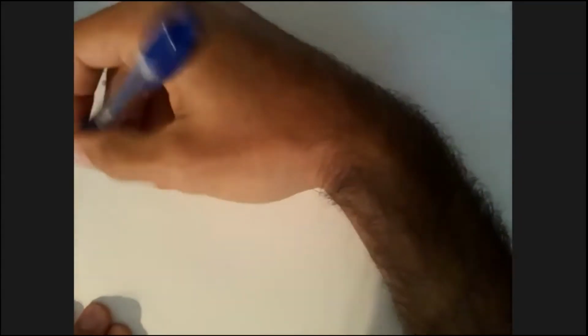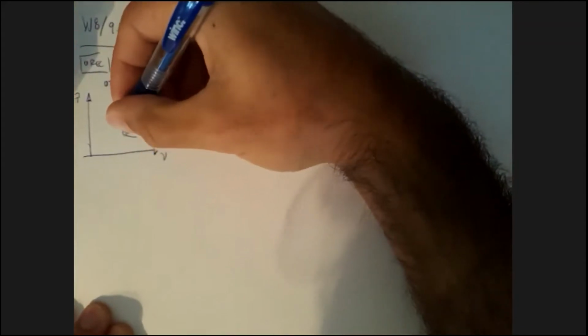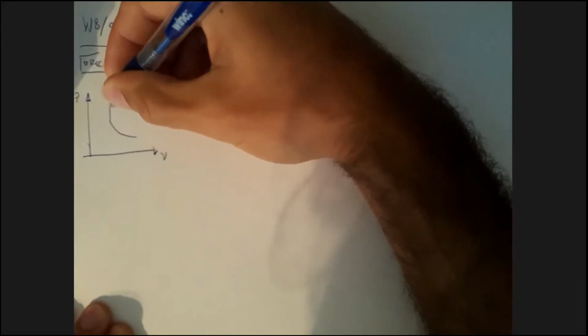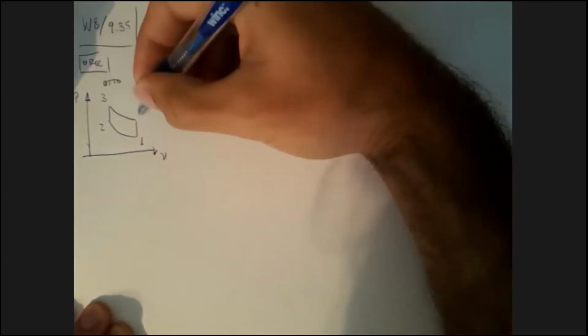So I'm doing week 8, problem 9.35. This is being recorded. And we need to know the Otto cycle before we can even start to think about anything else. The Otto cycle is the one in which we have 2 isentropic transformations and 2 isovolumetric ones. So you go 1, 2, 3, 4.